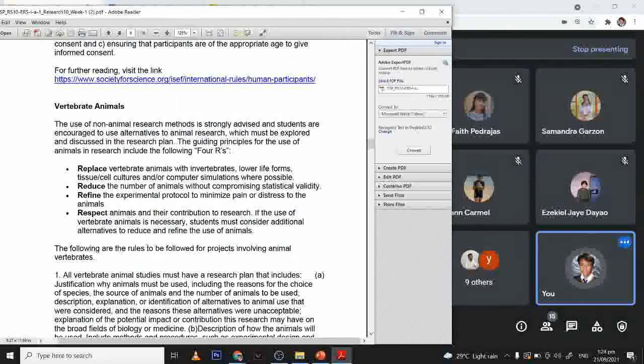By the way, BSL stands for biosafety level. So the higher the level, the more dangerous it is, and the more prohibited it is to be conducted. So what is BSL-1? Who can read? Joash.